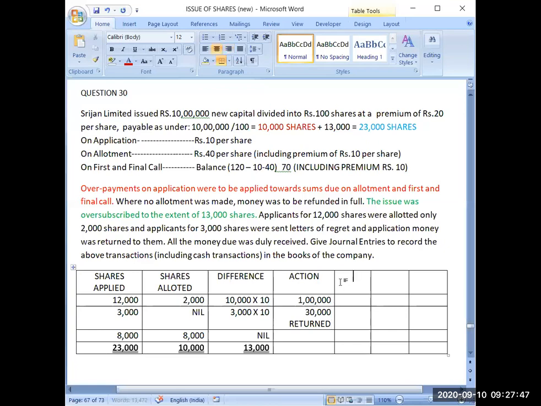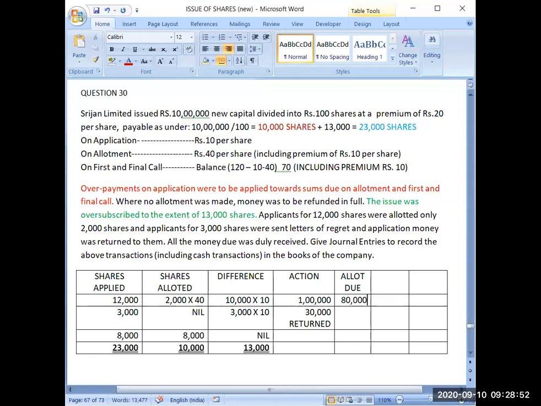And now coming to first allotment due. I have to find out the utility of this 1 lakh rupees which I am having in excess. Allotment. Now how much will be the allotment due from this category? How much will be the allotment due in the first category? Yes, very good. Obviously, 2,000 multiplied by 40. 40 rupees per share is your allotment money. So your allotment due will be 80,000.